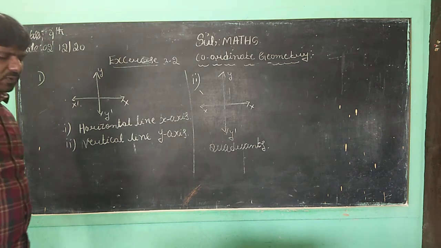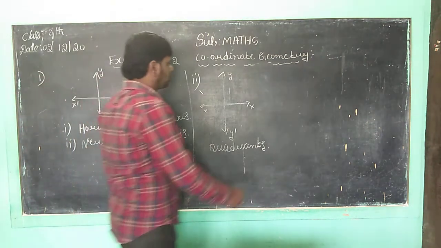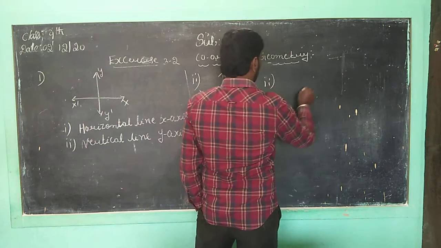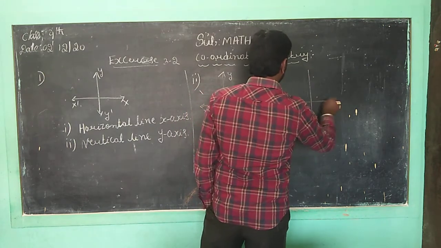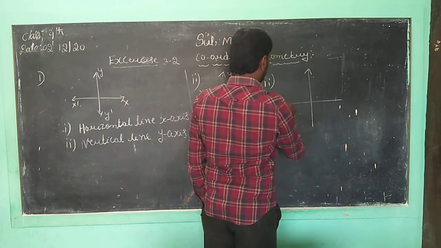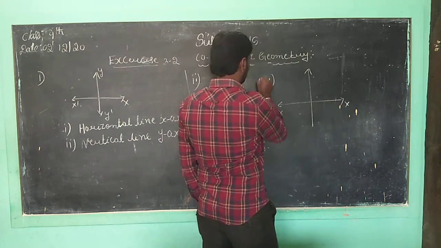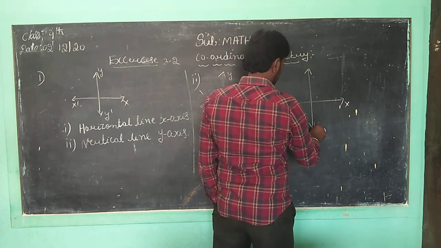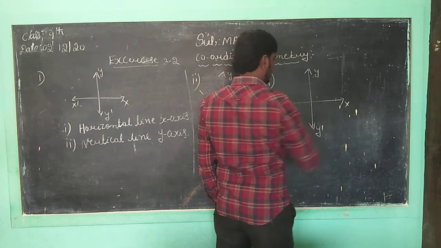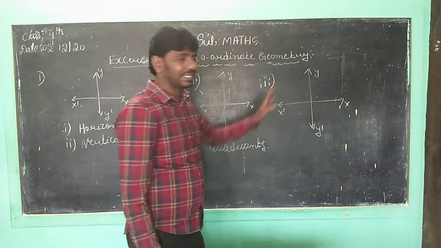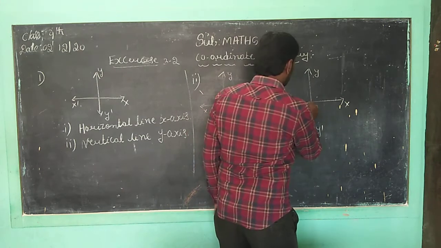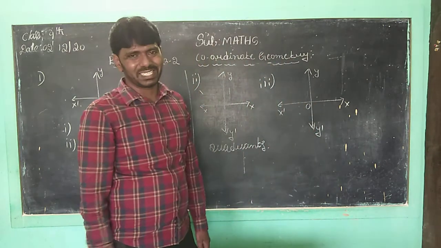Write the names of the point where two lines intersect. Third question. So two lines intersect. This is x-axis and this is y-axis. Correct, students? Now we want to take this is y-axis. These two lines intersect. Where this is also O. That we can call origin, children.